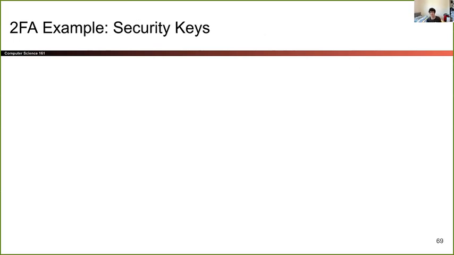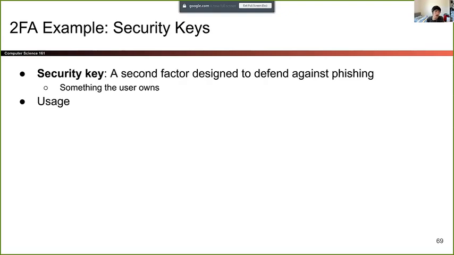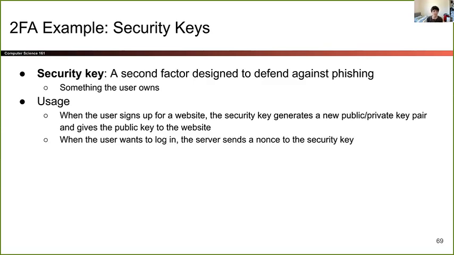All right. The second example of 2FA that we'll look at is security keys. So a security key is a second factor designed to defend against phishing. So this has cryptography in place that will prevent even the relay attacks or transient phishing attacks. Again, this is something the user owns because, for example, this is a security key that I own. You cannot log into a lot of my accounts without the security key. The usage here is that when the user signs up, the security key will generate a public-private key pair, give the public key to the website, and the private key is just stored on the key itself. It's stored on this tiny chip that you can't really access.